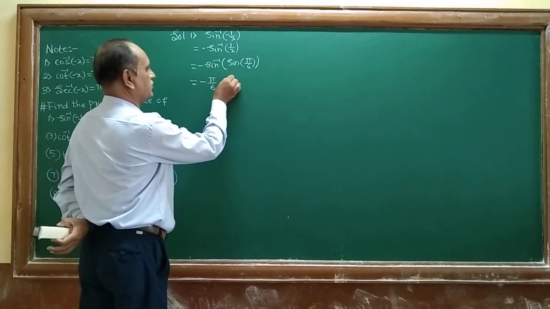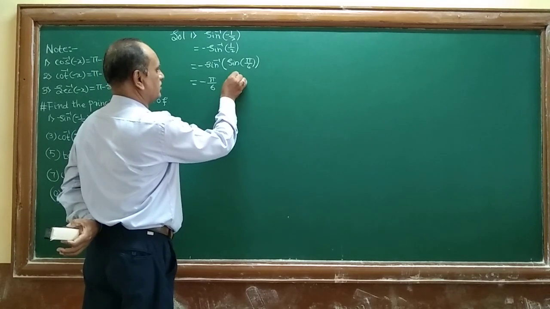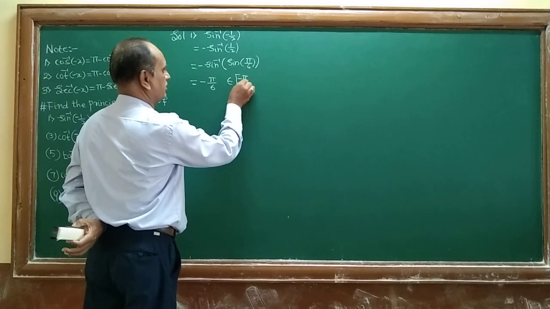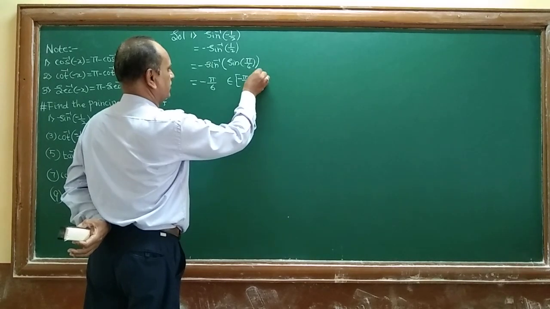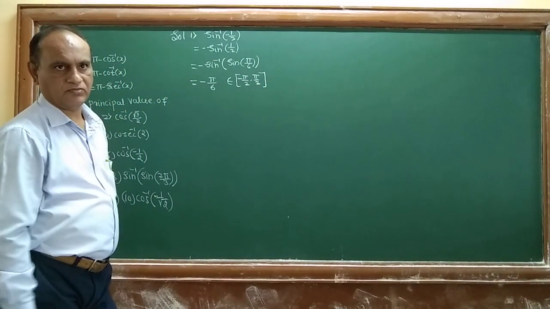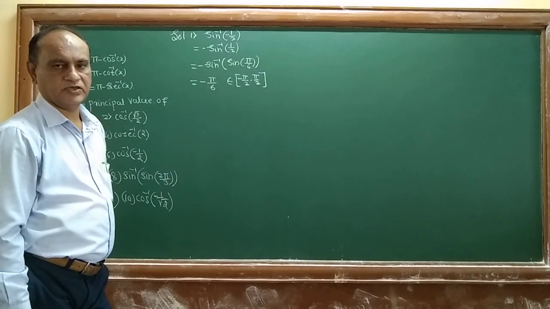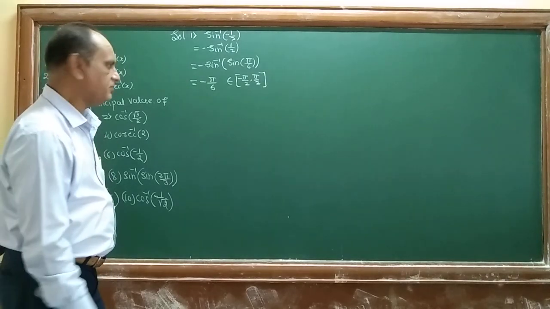Is this value belonging to the range of sin inverse x, the closed interval minus pi/2 to plus pi/2? The range of sin inverse x is minus 90 to plus 90. Now minus pi by 6 means 30 degrees, which comes inside minus 90 to plus 90.